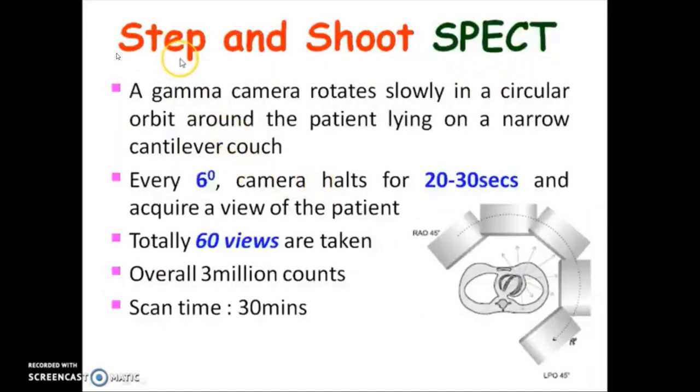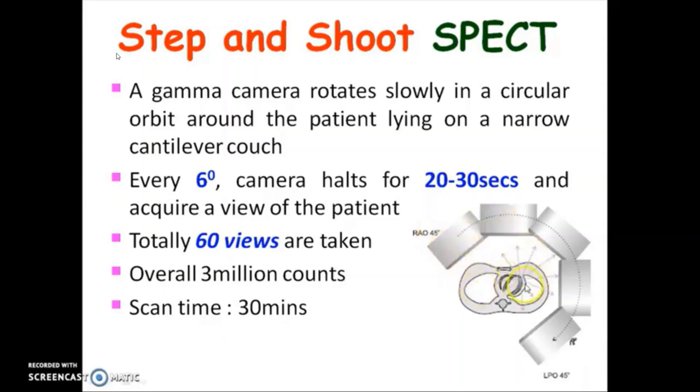Let us see the first technique, step and shoot acquisition. Here, a gamma camera rotates slowly in a circular orbit around the patient lying on a couch. For example, every 6 degrees the camera halts, acquisition is done for 20 to 30 seconds, and acquires a view of the patient.